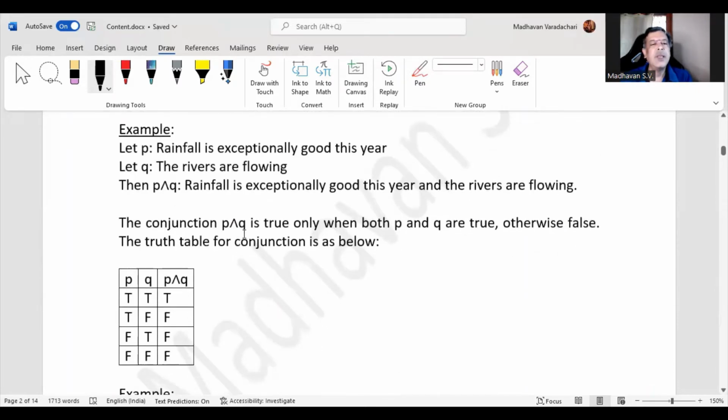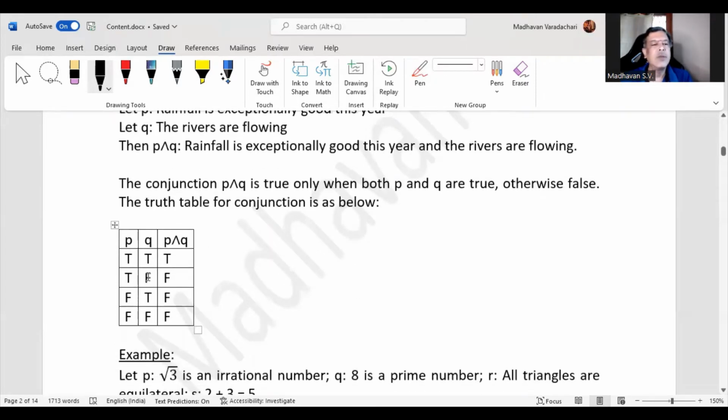The conjunction P and Q is true only when both P and Q are true, otherwise false. The truth table for conjunction is as below. So let us consider all the possibilities for P and Q.